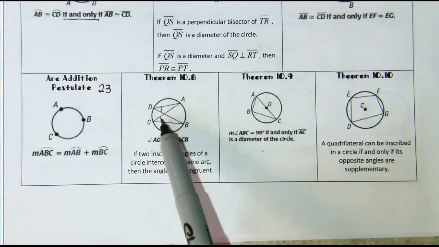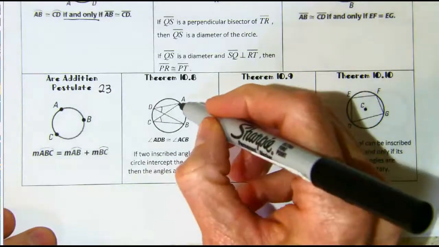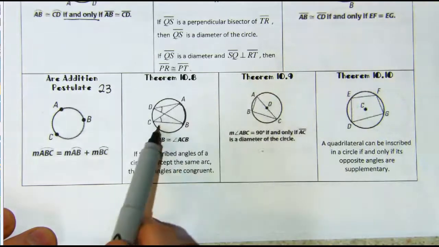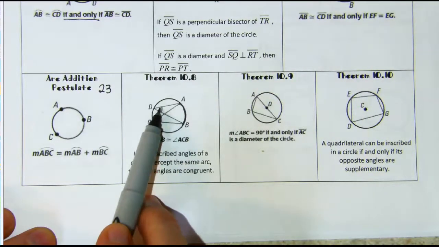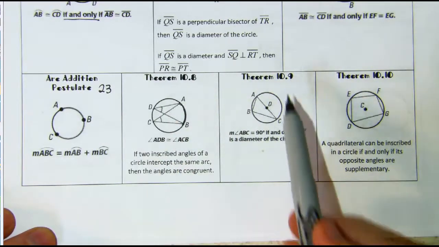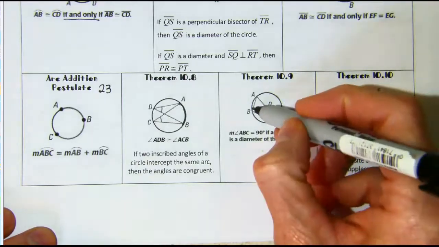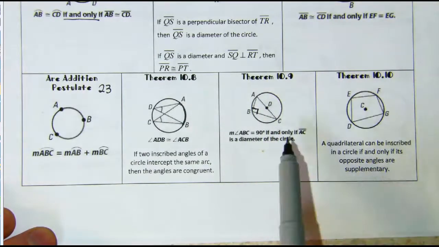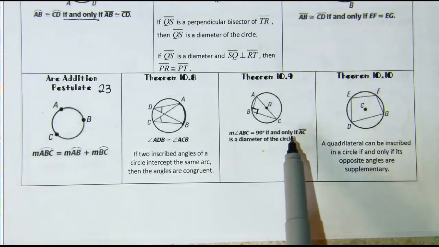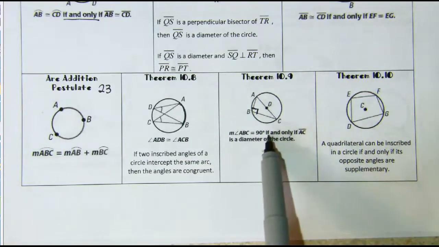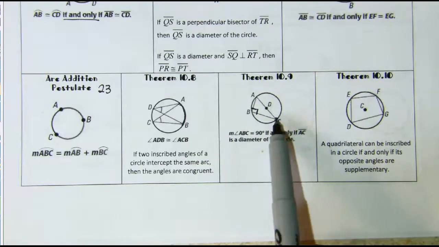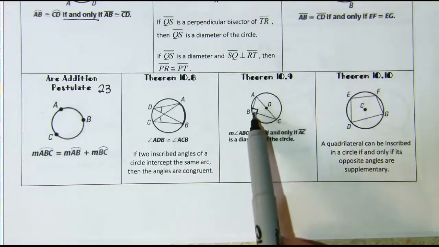Theorem 10.8 was the inscribed angles. So if these angles here intercept arc AB, therefore those angles are congruent. Theorem 10.9: if this is a 90-degree angle, then AC will be a diameter. Notice that biconditional, if and only if.